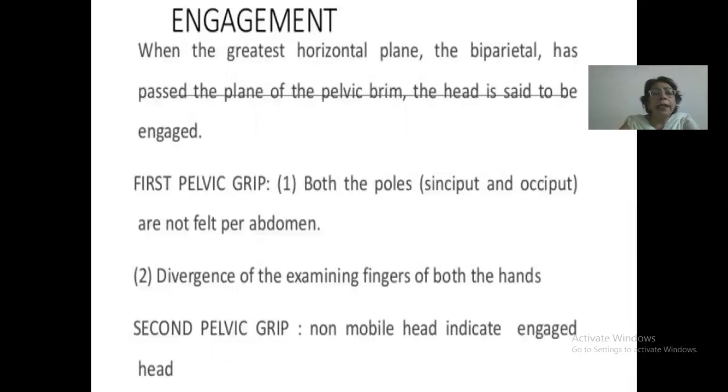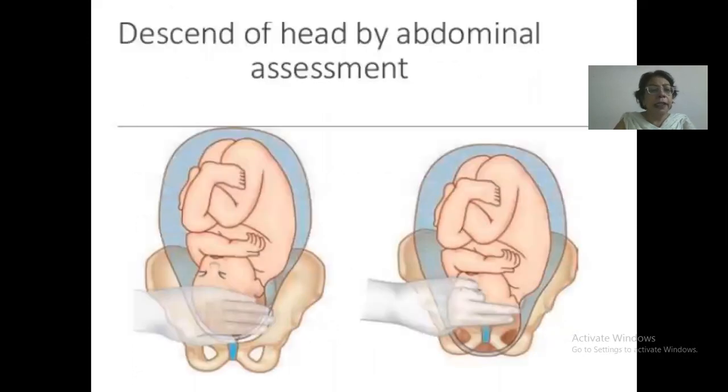Now, when the greatest horizontal plane, the biparietal, has passed the plane of the pelvic rim, the head is said to be engaged. We talked about the definitions last time. Now, in the first pelvic grip, both the poles, that is the sinciput and the occiput, are not felt per abdomen. Divergence of the examining fingers of both hands occurs because of the engaged head. And in the second pelvic grip, the head is non-ballotable or non-mobile, which indicates that the head has engaged.